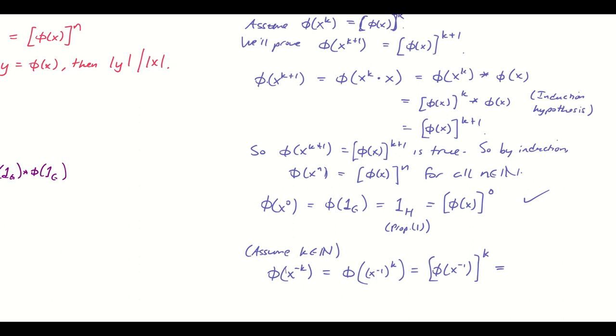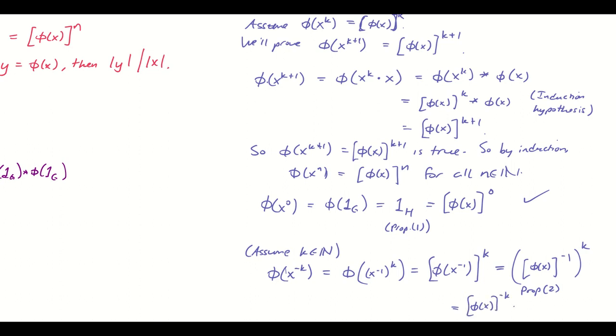Well, by property 2, that's phi of x inverse, and all of that's being raised to the kth power. Again, this is by the property that we just proved, that the inverse of an element has to get mapped to the inverse of phi of x. But, well, what is that? That's really just the same thing by definition as phi of x to the minus k.